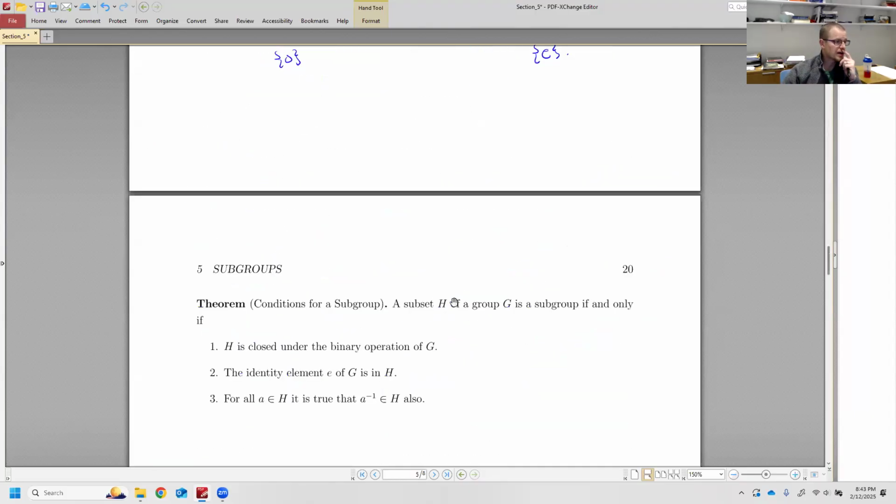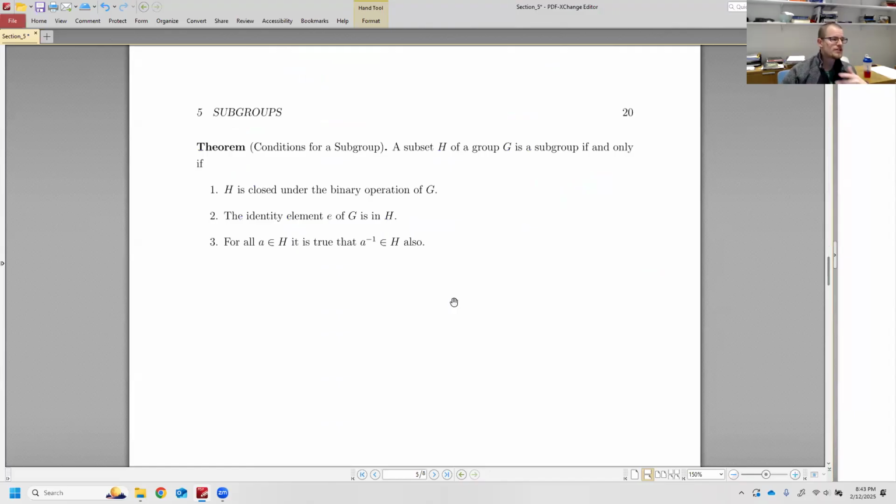And that's exactly what our theorem here says. So a subset H of a group G is a subgroup if and only if we have these three characteristics. Okay, closure under the binary operation, identity is in the subset, and for each element of the subset, its inverse is also in the subset. So closure with respect to inverses there as well. I'm not going to go through all of that because we essentially did that already.